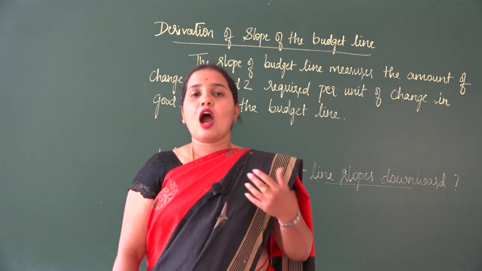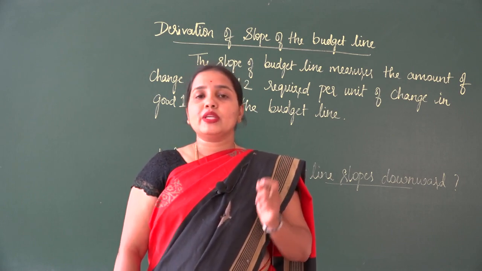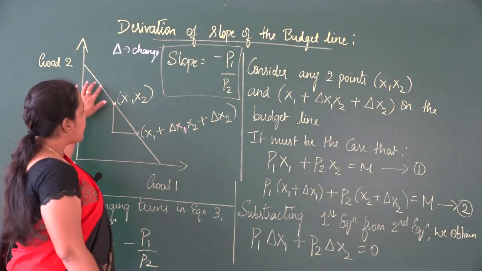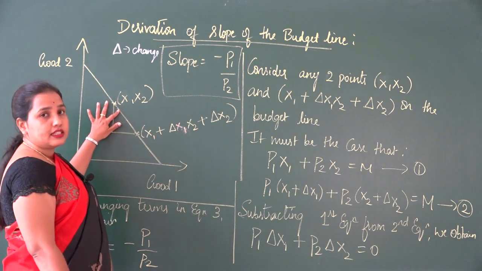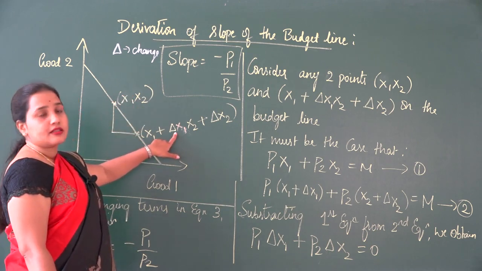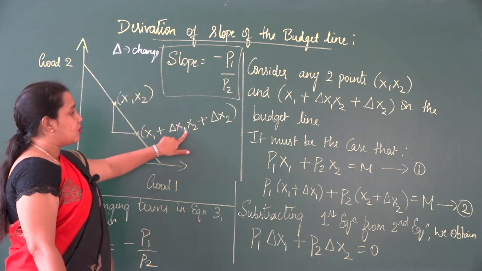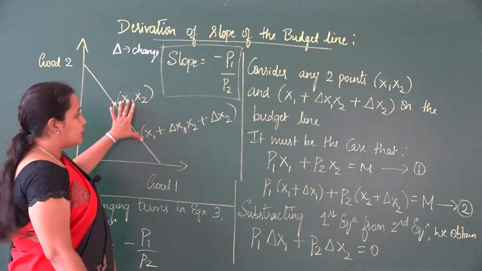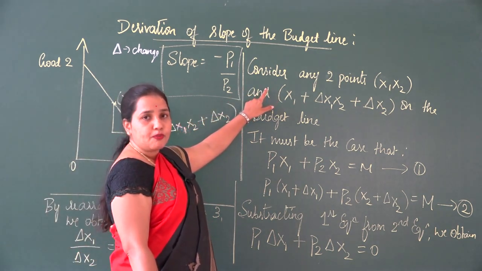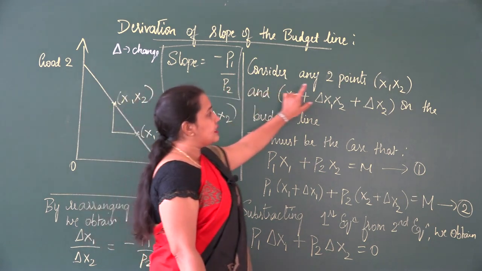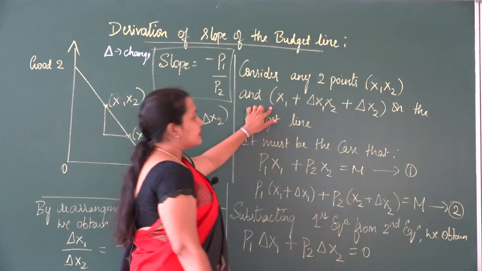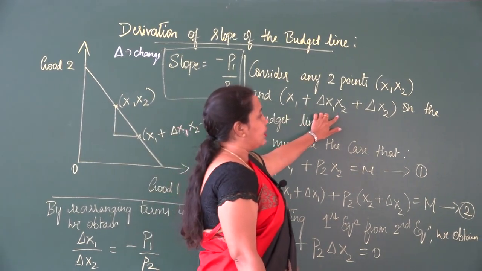We shall now see how we derive the slope of the budget line with the help of the same diagram. In this diagram, let us take 2 points on the budget line. The first point that we need to consider is x1, x2. The second point is x1 plus delta x1, x2 plus delta x2, where this delta symbol indicates change. These are the 2 points that we need to consider on the budget line.